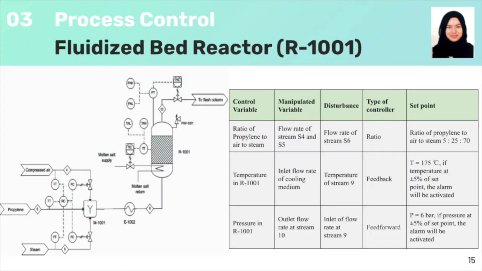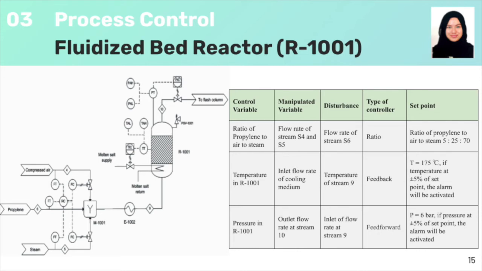The raw materials, which are propylene, compressed air, and steam, are set at a fixed ratio of 5, 25, and 70. This will be controlled by a ratio controller at the mixer. The flow rate of compressed air and steam will be manipulated to ensure the desired ratio is achieved, as our main raw material is propylene. In the fluidized bed reactor, the reaction is highly exothermic.